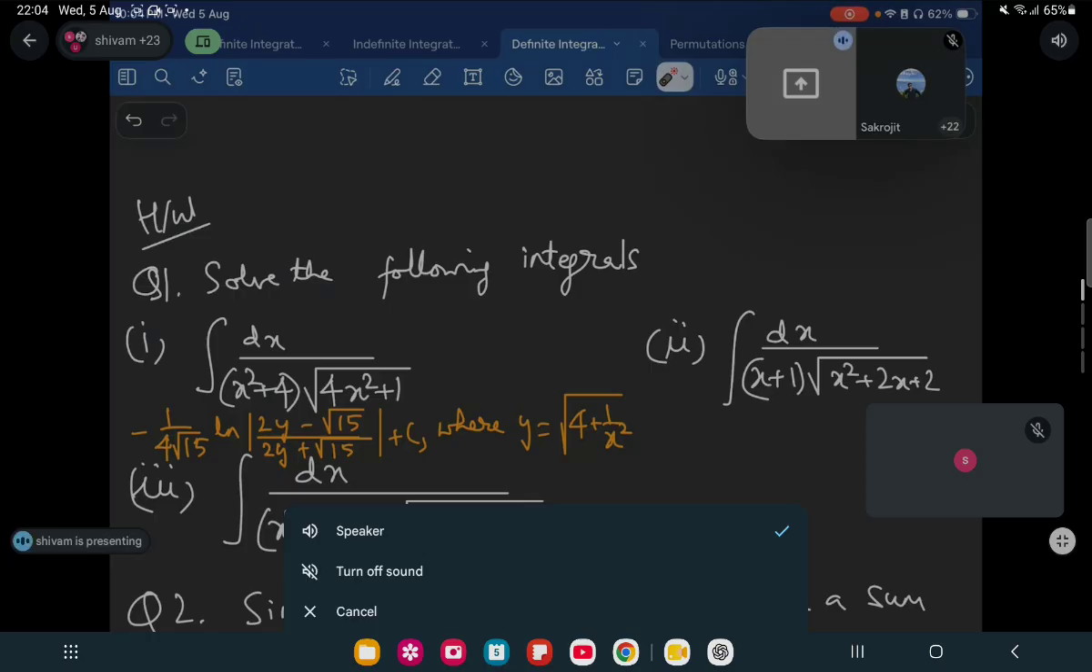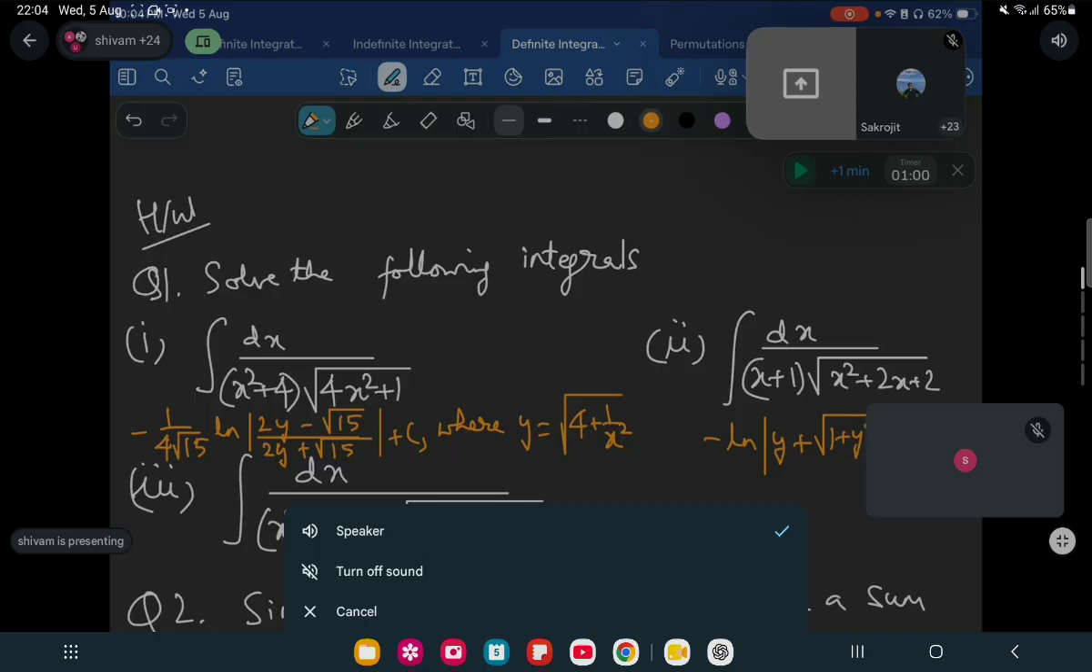Next, second one, 1 by x plus 1 into root over x square plus 2x plus 2. Over here, the answer is given as minus ln mod of y plus root over 1 plus y square plus c, where x plus 1 is equal to 1 by y. Tell me. Anyone having any doubt, you can ask me now.